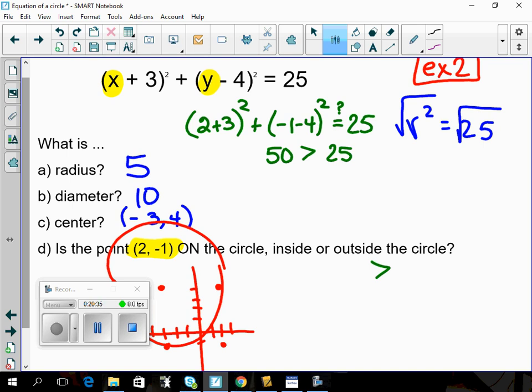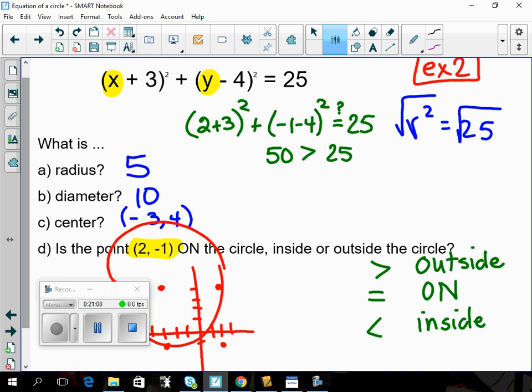Acute, obtuse, right triangle kind of thing with a greater than, less than. If it's equal to it, it's on it. Yep. So if it's greater than, it's outside the circle. You should write this down, by the way. If it's equal to it, it's going to be on the circle. And if the radius squared is bigger, that's going to be inside the circle.